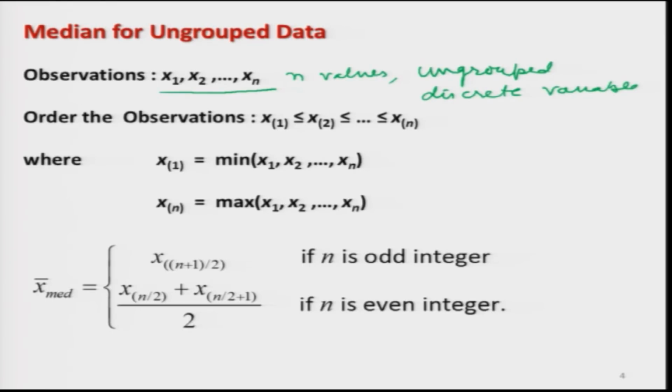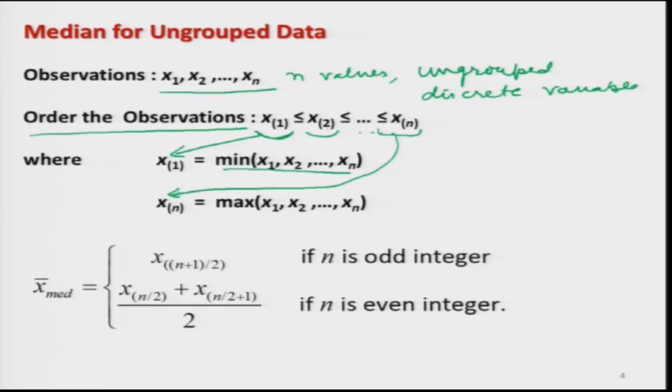Now, what do I do? I order the observations and I present the ordered values as x with the subscript inside the bracket, 1, and the second ordered value will be x inside the bracket 2, and so on. What does this mean? This means that x(1) is the smallest value, the minimum among x1, x2, ..., xn, and x inside the bracket n is the highest value, the maximum among x1, x2, ..., xn.